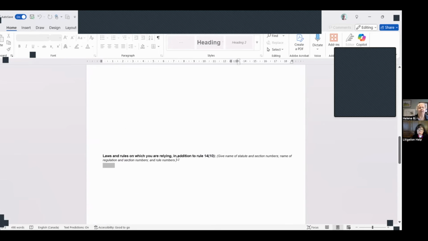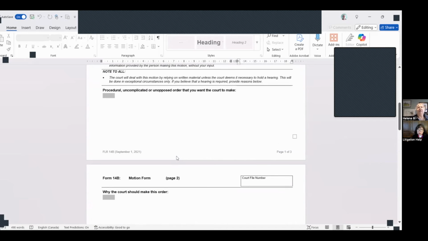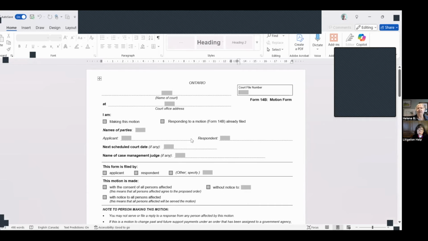Like I said, that's meant to be a really quick, uncomplicated, fast and easy way to get a quick, uncomplicated, and on consent, if it's happening that way, order from a judge. So that's how you do it. We've just walked through the motion form, that's how you complete it.